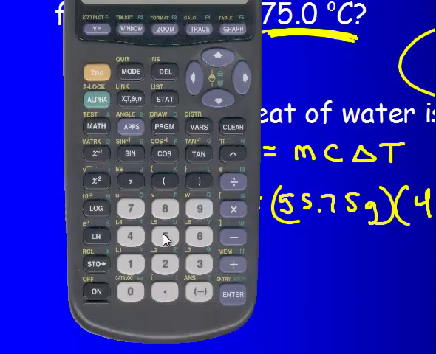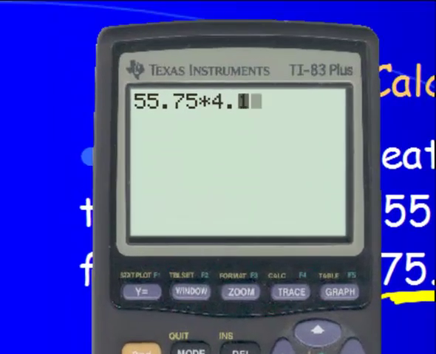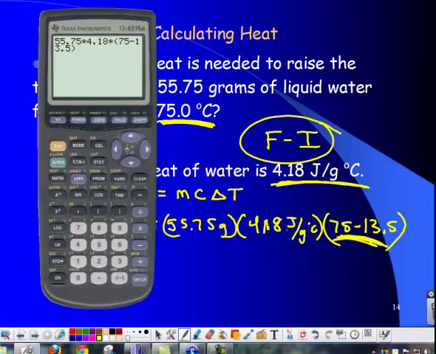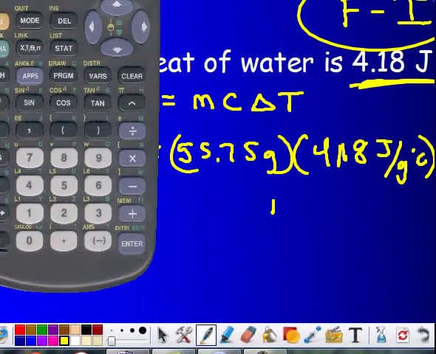So 55.75 times 4.18 times (75 minus 13.5). Remember the algebra, you have to subtract this first, then multiply. But with my calculator, I can put the parentheses in, and it does that for me. So 14,332 joules.